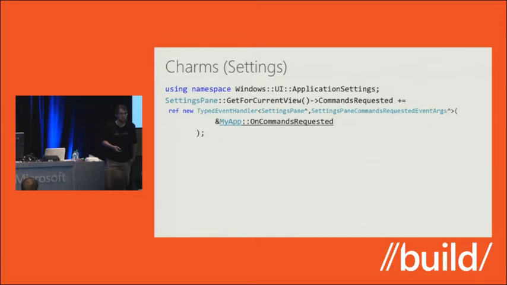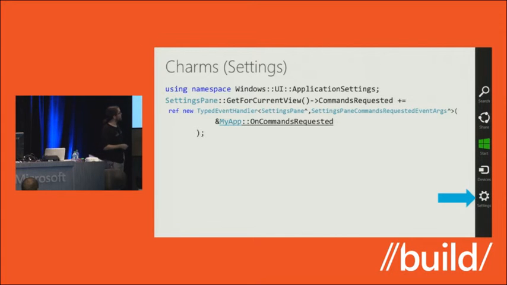Now, how do you do settings? Well, same thing. You click the settings charm, and you register for that event, just like so. And what's going to happen when I click on the settings charm, this method will get called. So whatever's in here is going to populate my settings menu.